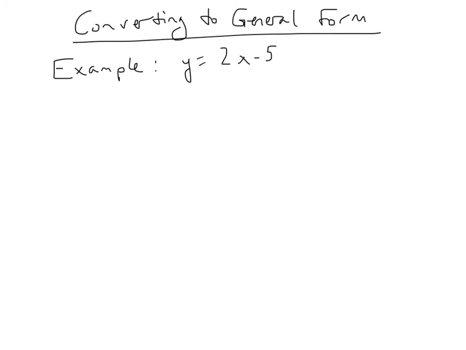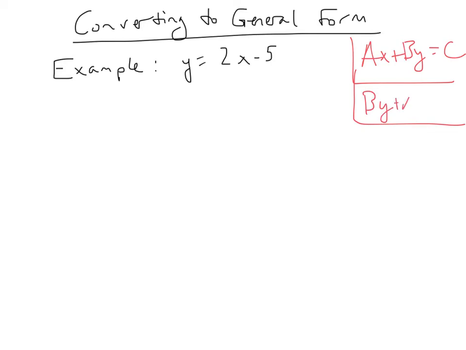For example, this one. I remember that the form I want looks like ax plus by equals c. And I'd also be willing to accept by plus ax equals c. I don't really care which one of those comes first. And for this example, I can see that if I just subtract 2x from each side, I can pretty easily get negative 2x plus y equals 5. And there we are in the proper form.